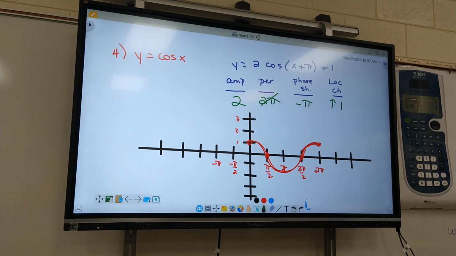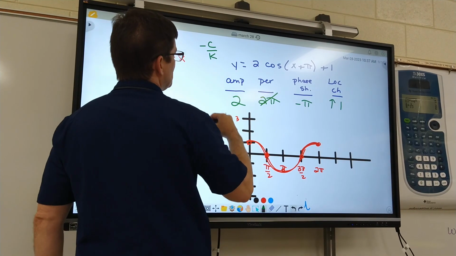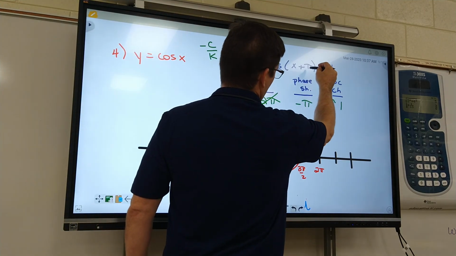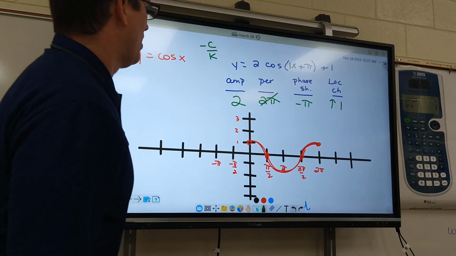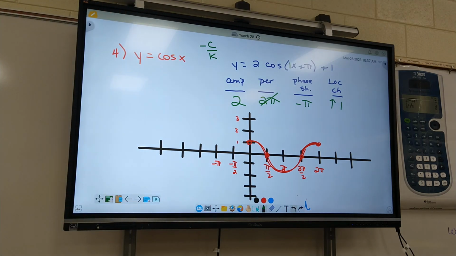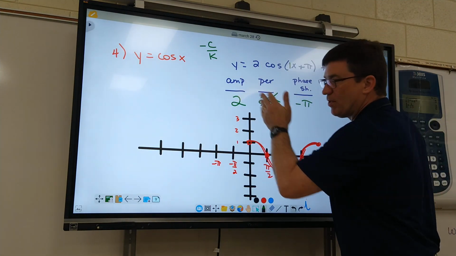Yeah, how'd you get negative? All right, let me show you. Our formula is negative c over k for phase shift. I put that on top, made it a negative divided by 1. That gives me negative pi. All right, so question. What do we do first? Start on the back and work your way to the front.